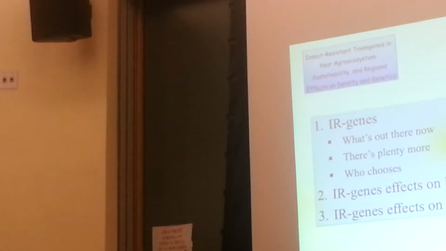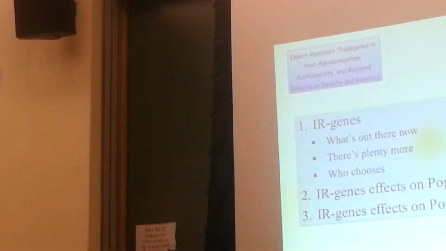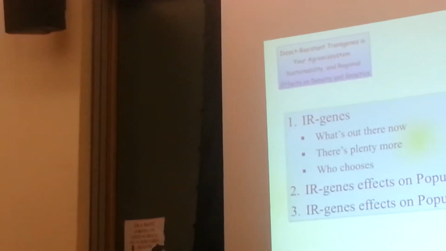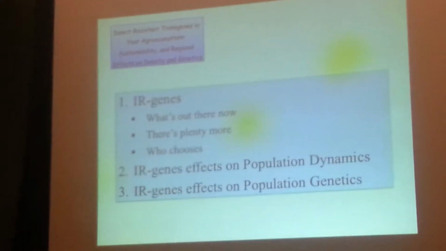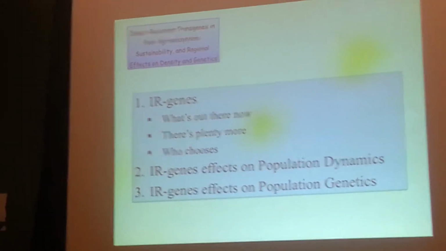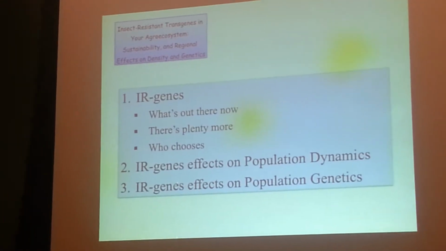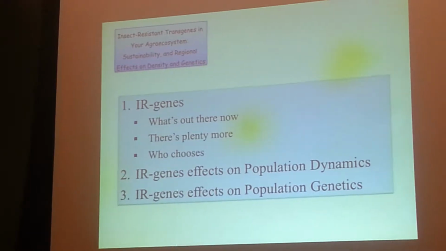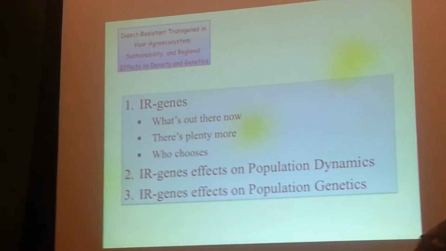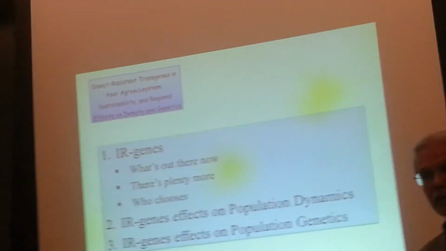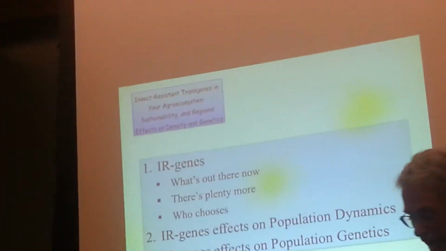What I'd like to do in the next 20 minutes is point out how these things have affected the population dynamics of insects and population genetics. Realize that I'm just talking about the insect-resistant transgenes. There are the herbicide-tolerant traits, and a lot of other components we could talk about when we talk about GMOs in agriculture, but I'll just focus on this part. This is a part that Tim got involved with.